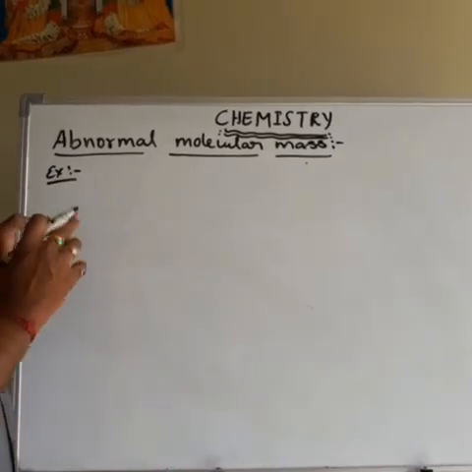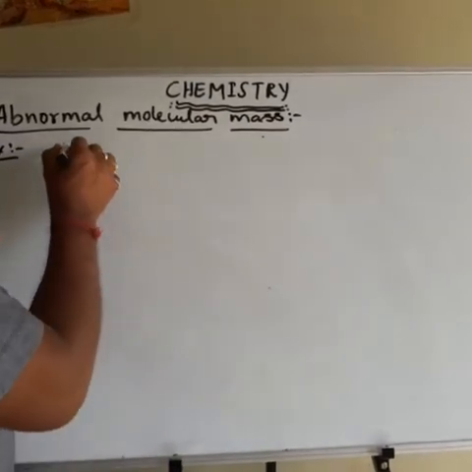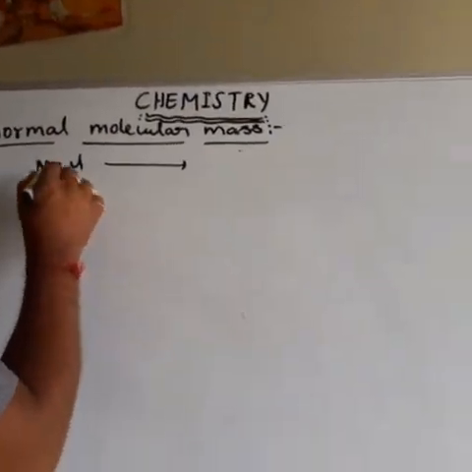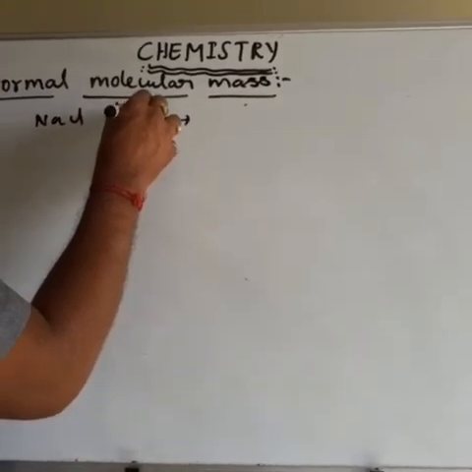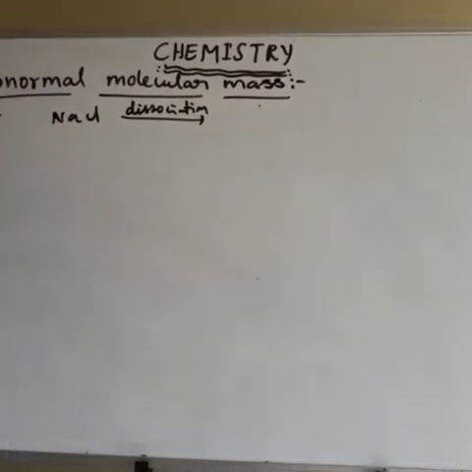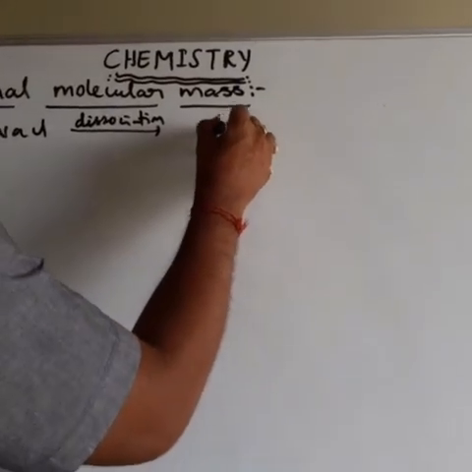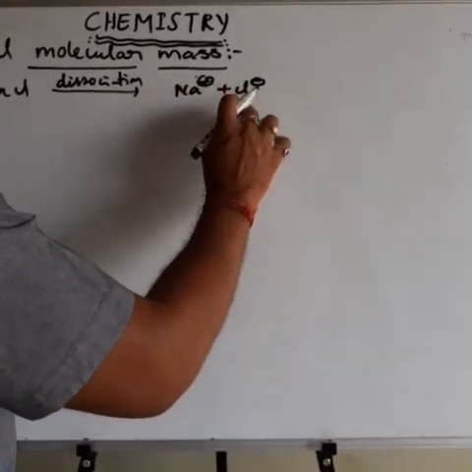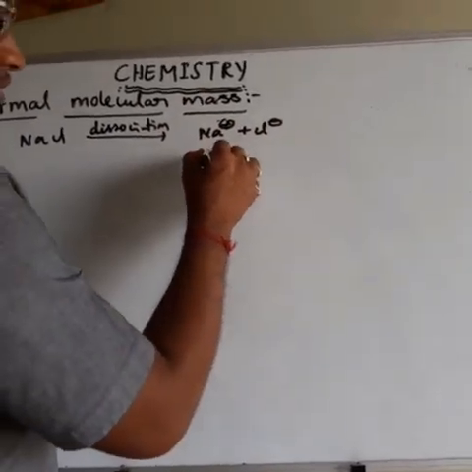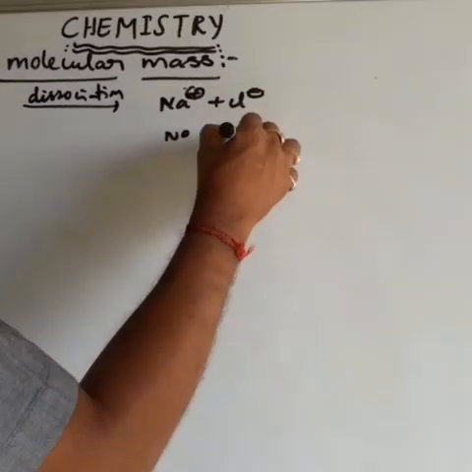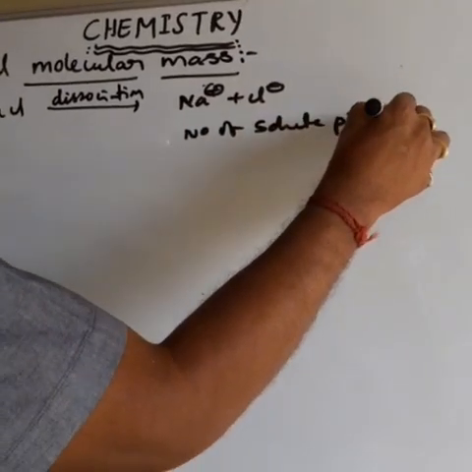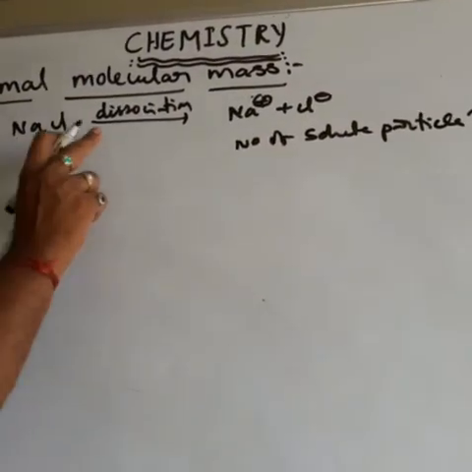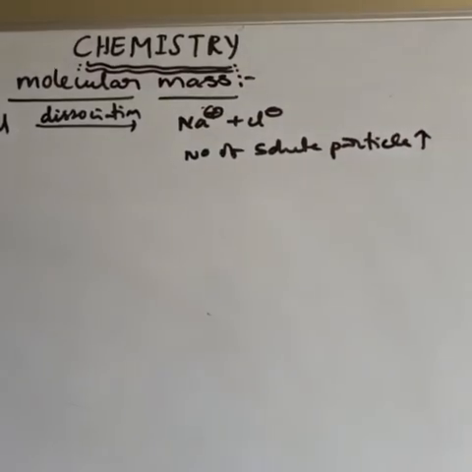Next, see what dissociation and association are. For example, if you take an NaCl or KCl solution dissolved in water, the NaCl undergoes dissociation to form Na plus ion and Cl minus ion. Whenever the cations and anions increase in the solution, the number of solute particles increases. Here we have taken only one particle, which dissociates into 2 particles, so the number of solute particles increases.